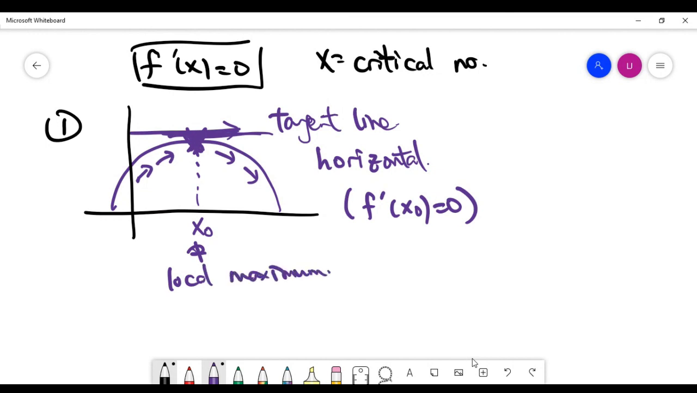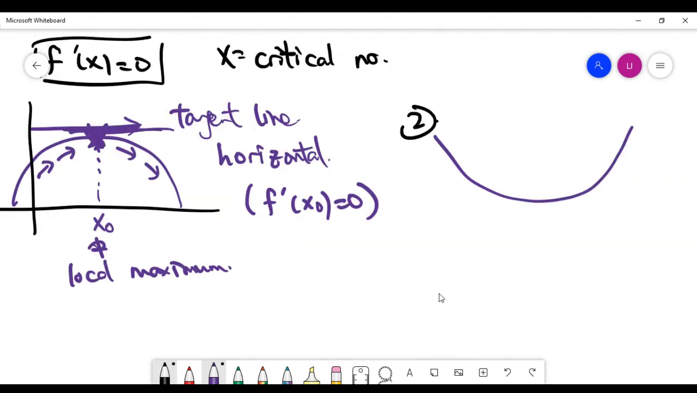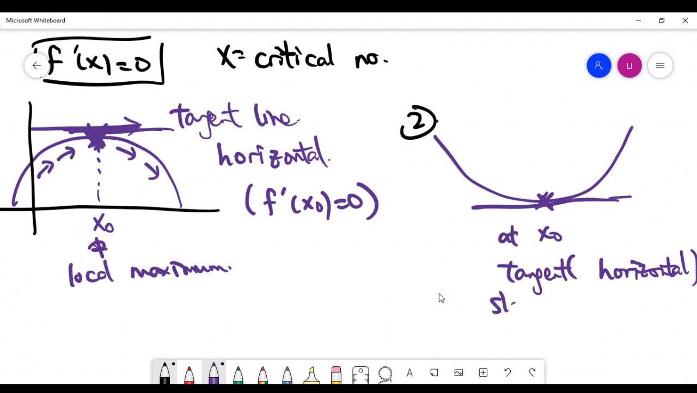This situation is what we call a local maximum. You can easily imagine other scenarios where x is a critical number such that f prime is 0. Let's draw other pictures. In picture number 2, right around the bottom at this point, the tangent is horizontal. Once again, the slope is 0 at this point, and this point is a critical number. For such a situation, we call it a local minimum.